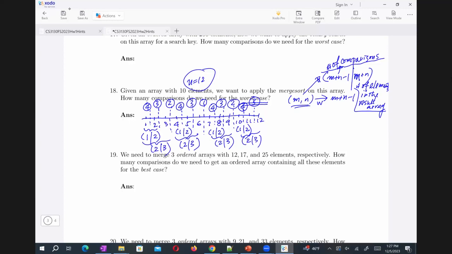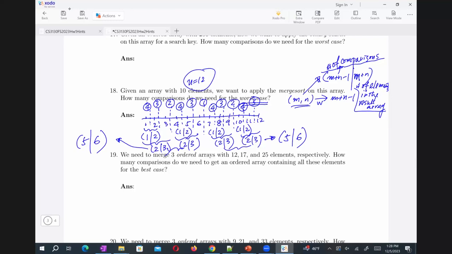Reverse round 2. Merge these two. This time we need to use 3 elements and 3 elements. 3 plus 3 is 6, 6 minus 1 is 5. So this merge, 3 plus 3 minus 1, 5 comparisons. Number of elements, 6. So for these merges, we get 5 comparisons and 6 elements.